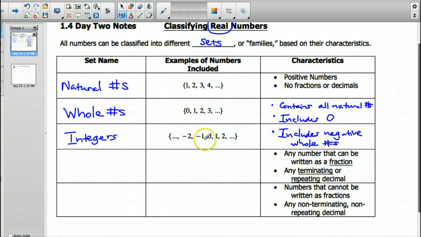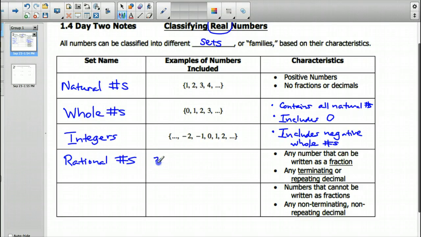Okay, the next set of numbers we're going to expand even more now. The next set of numbers is going to include all of the integers, but now we're going to include everyone's favorite type of number, and that would be fractions. This next set of numbers is what are called the rational numbers. And so these include, again, all of the positive and negative whole numbers. It includes 0, but it also includes any number that can be written as a fraction.